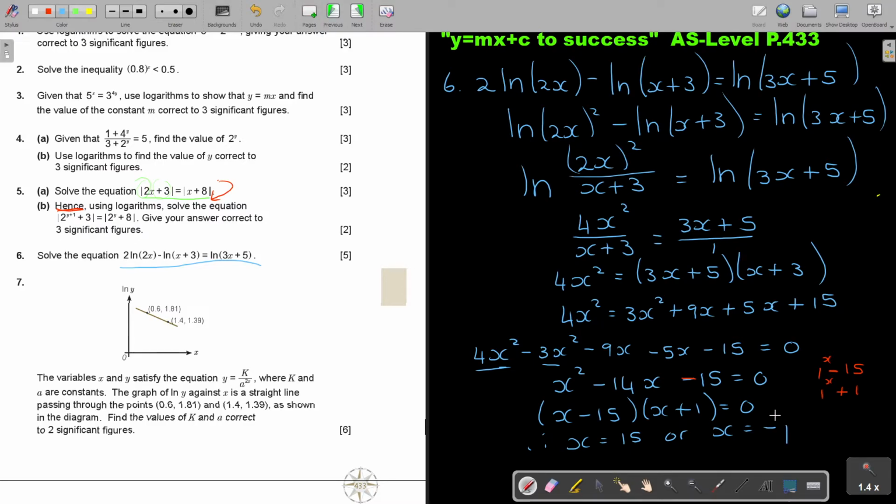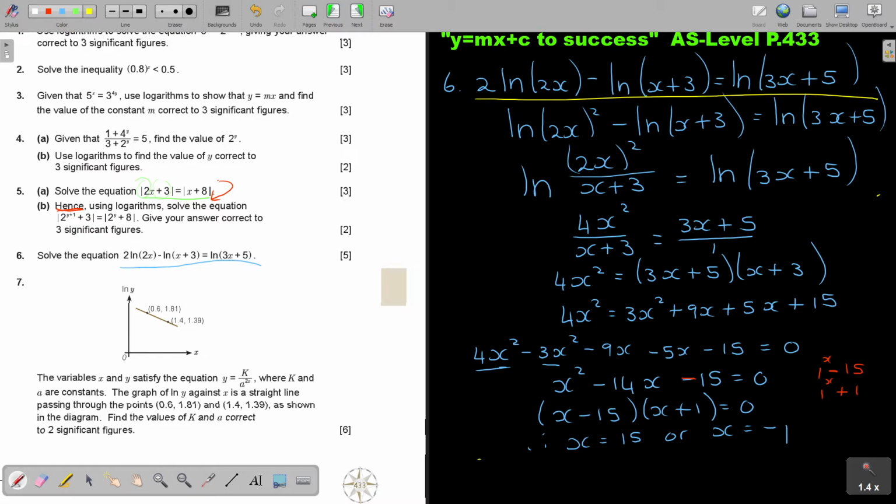Okay, but you have to test. Because the original one is in ln, you must test your answers. So let's just take this away and then we do the check. Now, 15 will not be a problem. But if you do negative 1, you're going to get negative 2 and you're going to get a negative ln or log, and it's not allowed. So I'm going to reject it and I'm going to say, therefore, the only solution is x is equal to 15. And that's how you do it.